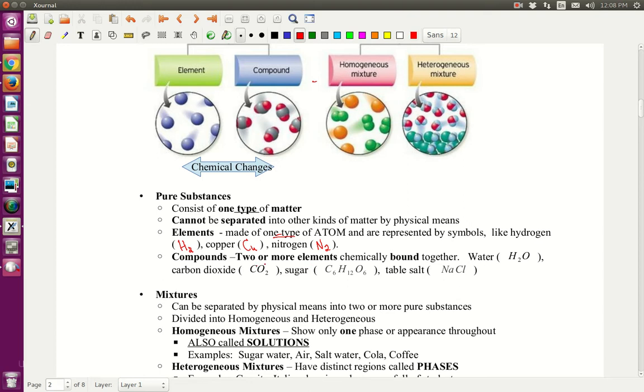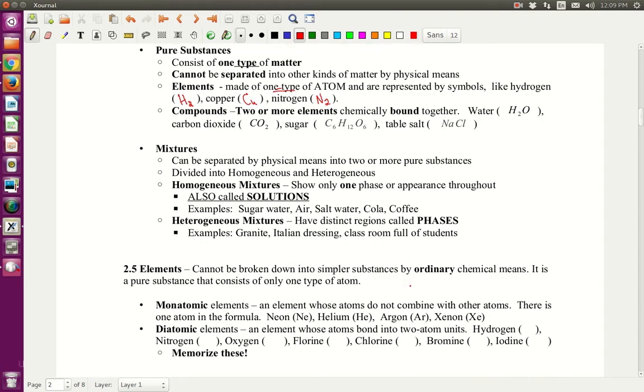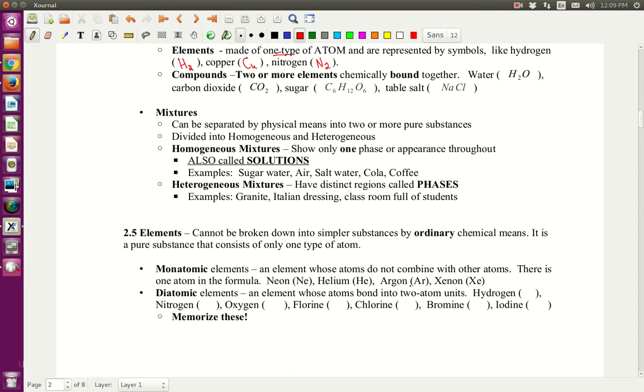Compounds are 2 or more elements that are chemically bound together. They hold each other. They're sharing electrons, or they're shifting electrons. And here's some of the compounds: water, carbon dioxide, sugar, which he talked about in one of those videos, table salt. And then mixtures can be separated by physical means into 2 or more pure substances.